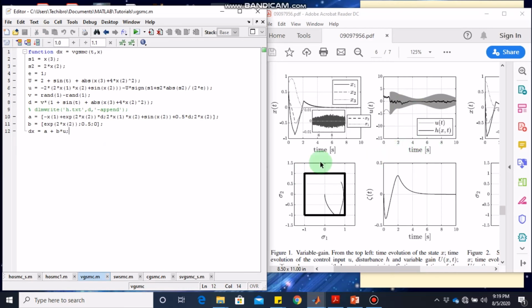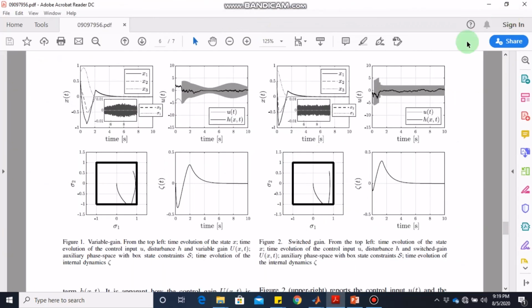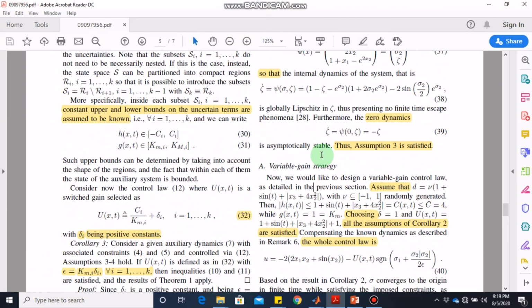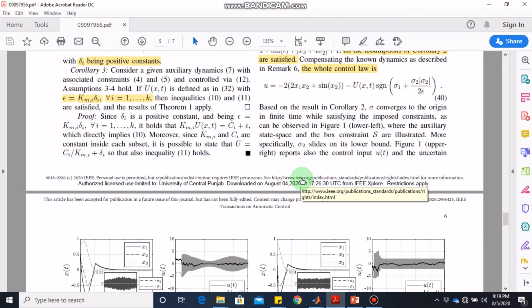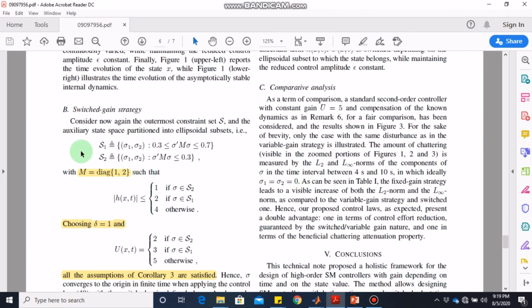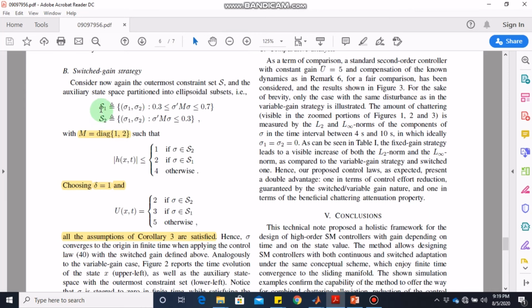This paper also shows another controller. For example, after this variable gain strategy, they have also shown a switched gain strategy. In the switched gain strategy, they have created two manifolds, S1 and so on, two partitions of the manifold of sliding surfaces. One partition is that you have a diagonal matrix where diagonal entries are 1 and 2. It's a 2 by 2 matrix, and if sigma prime, which is sigma transpose times M times sigma, is between 0.3 and 0.7, you are in S1.